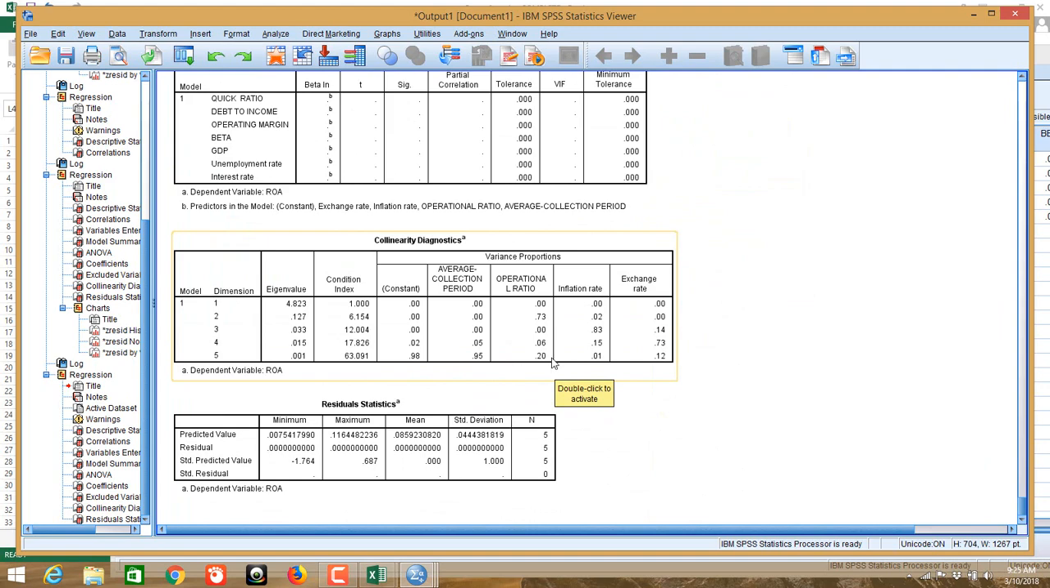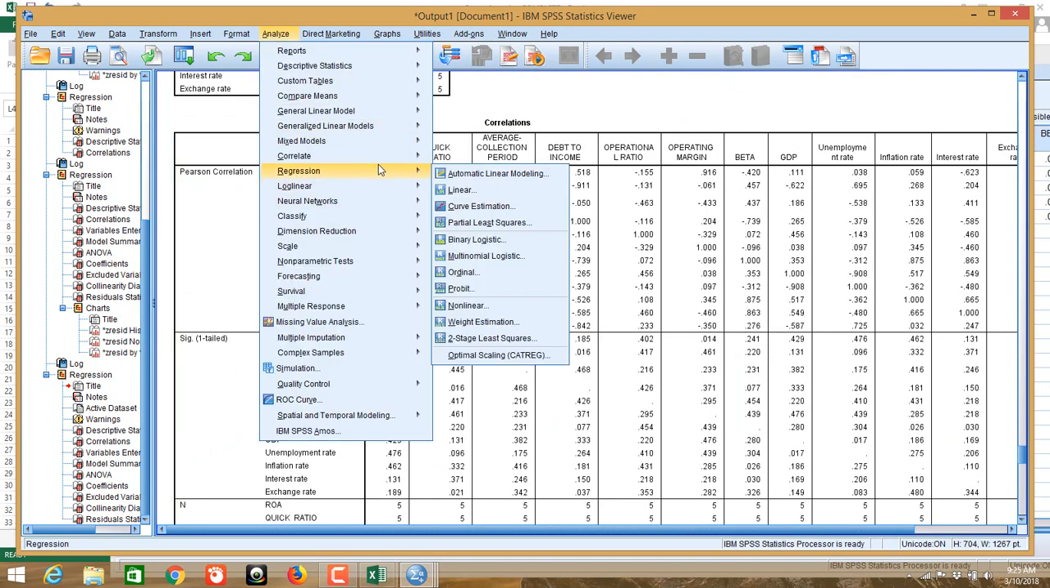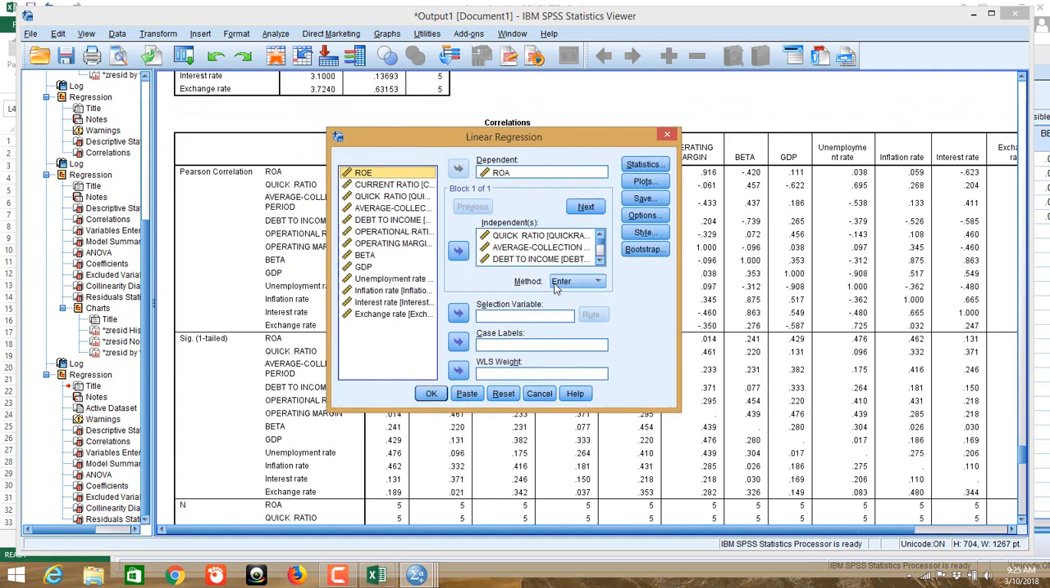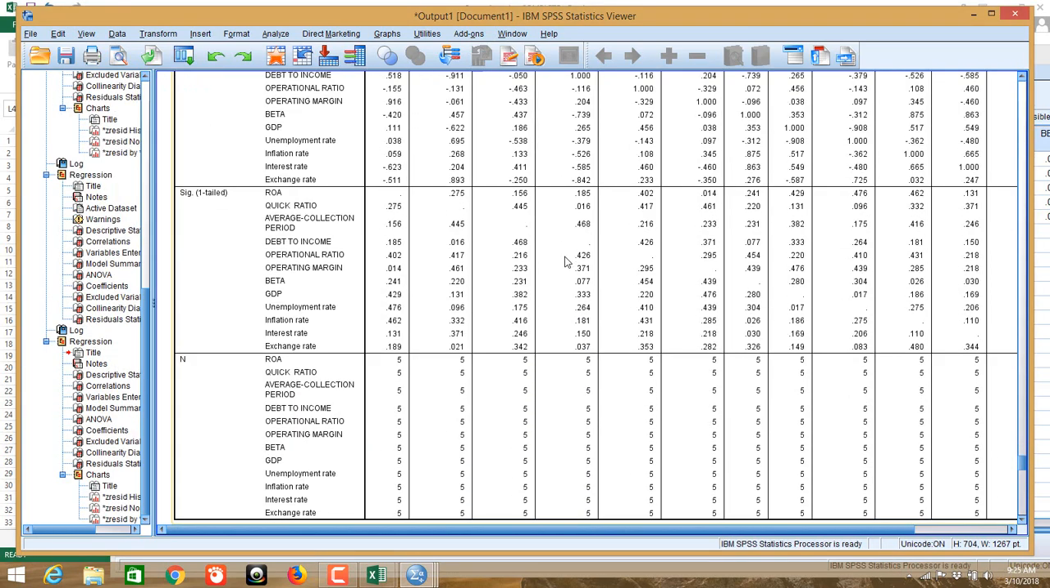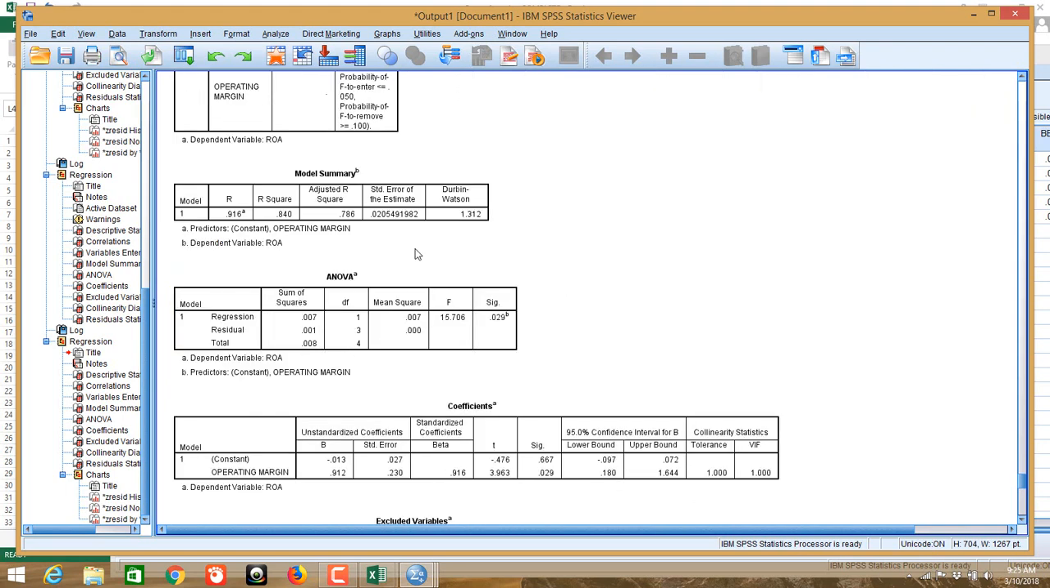So what you need to do now is go back to analyze, go for regression, go to linear, then change the method into stepwise. And then you run the analysis again. Usually it will appear now. You see? Now it appears. All the numbers appear already. Get it? Alright, now you can start to explain.